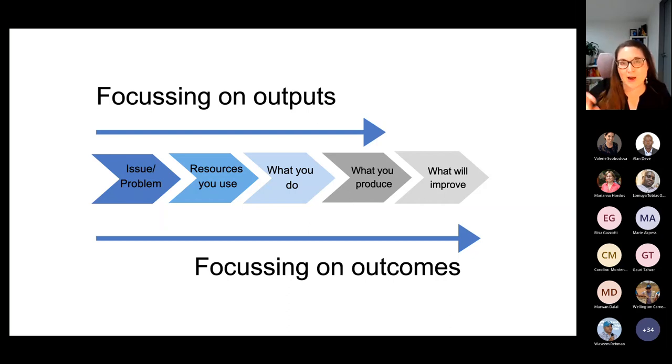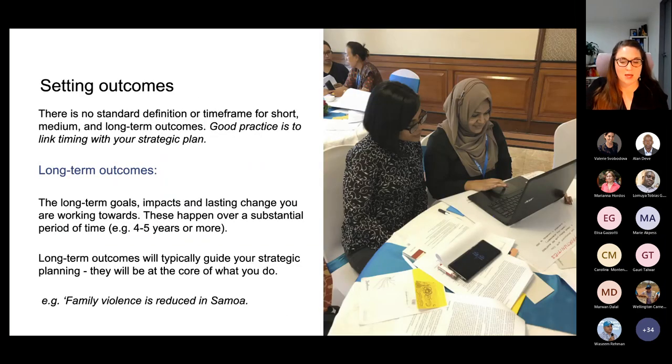But a shift to an outcomes focus thinks about what you will improve, what is going to be the change. This is a key element whenever you're undertaking any activity. You need to have a strong situational analysis. You need to know what your outputs are going to be, what's going to be the result of the activity or the product. But the next step, to telling the story of the change you achieved, is really focusing on these outcomes. What does success look like? What does change look like? So just quickly, there's no real good definition.